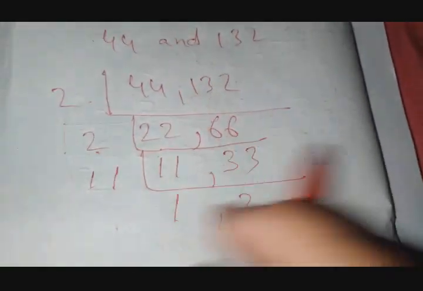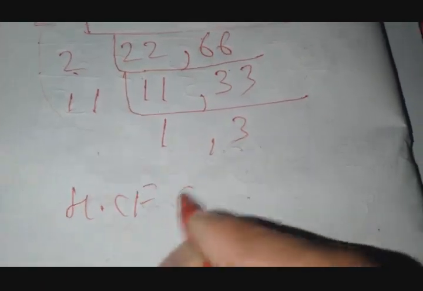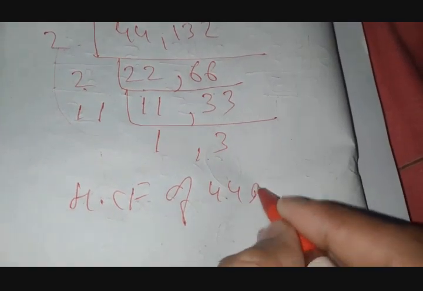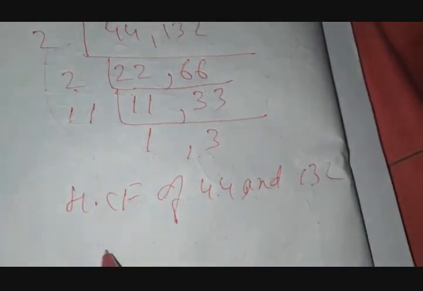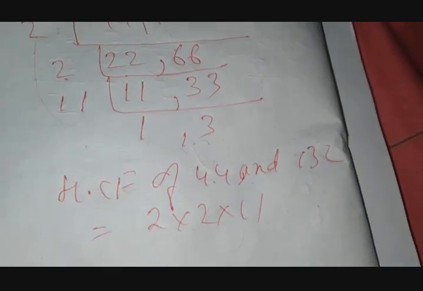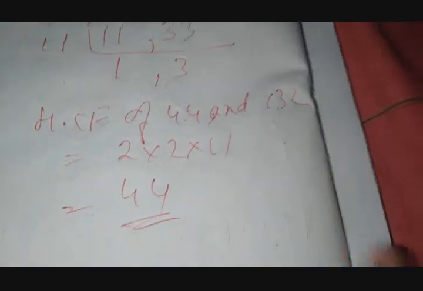Since 2, this 2 and this 11 commonly divide both numbers, these are our common factors, and this 1 and 3 will be left since they are not divided by this. So our HCF of 44 and 132 equals 2 into 2 into 11, which is 2 twos are 4, 4 elevens are 44. That is our answer. Okay.